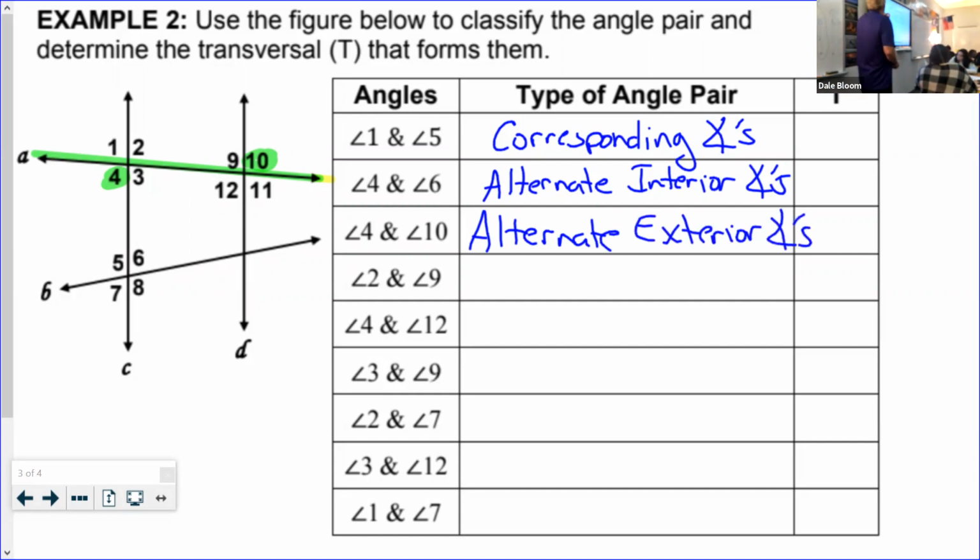Right? So let's look at angle 2 and angle 9. Now, angle 2 and angle 9 are right along the same line. So that's their transversal. Well, now you have to ask, are they on the same side, or are they on alternate sides of that transversal? Well, they're on the same side. This is where it gets confusing, as we start moving around on this. So this is angle 2 and angle 9. They are on the same side of that transversal. Just ignore this one right down here for right now. And they're between the two lines, so they're interior. So same side, interior angles.